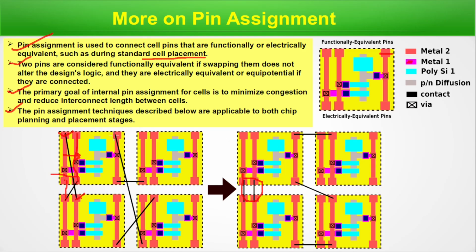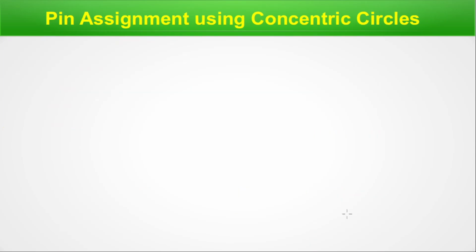Similarly, these and these are equivalent, and now these two are equivalent. If we swap, this is simplified. No one is crossing another one. There is no crossing of signal lines. Wiring is not crossing each other. This way we swap positions and simplify the connectivity. We are done with this slide. We will move to the next slide.